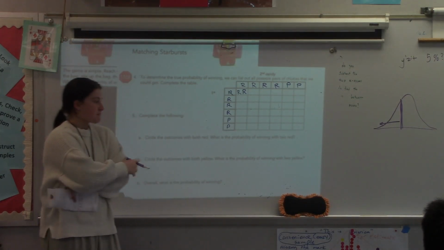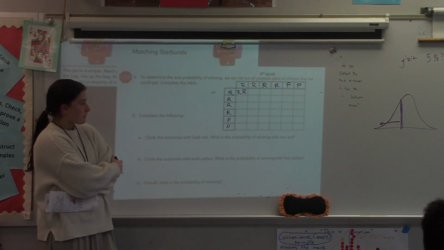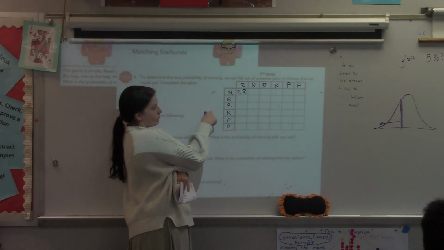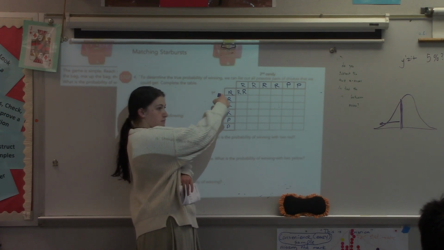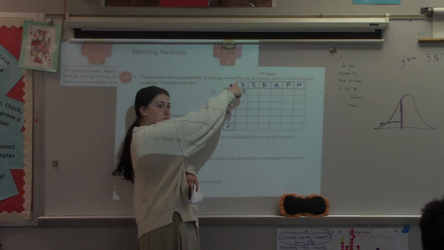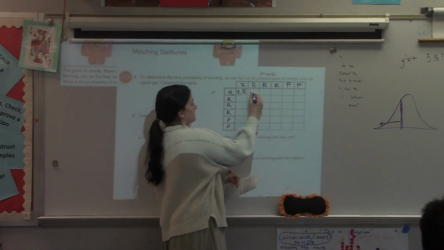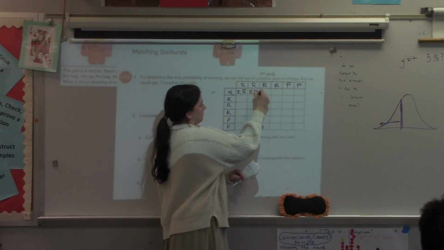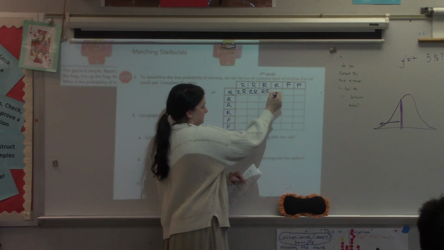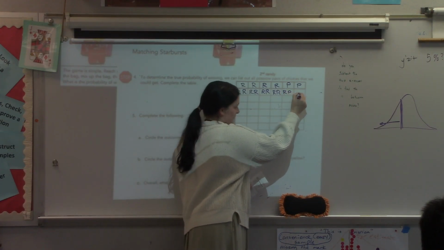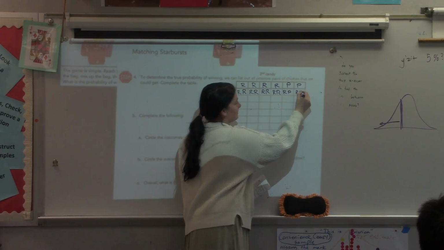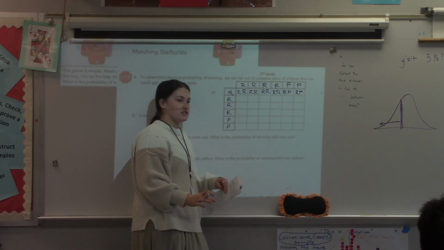By the way, if you look along the sides, that's why we always label things. On the left side, it says first drawn candy, and along the top, it says second candy, right? So what we're saying is that the first drawn candy is red, the second drawn candy is red. That's why RR. You first draw a red, then you draw another red. A red, then a pink. Red and a pink. Y'all get the gist of this?